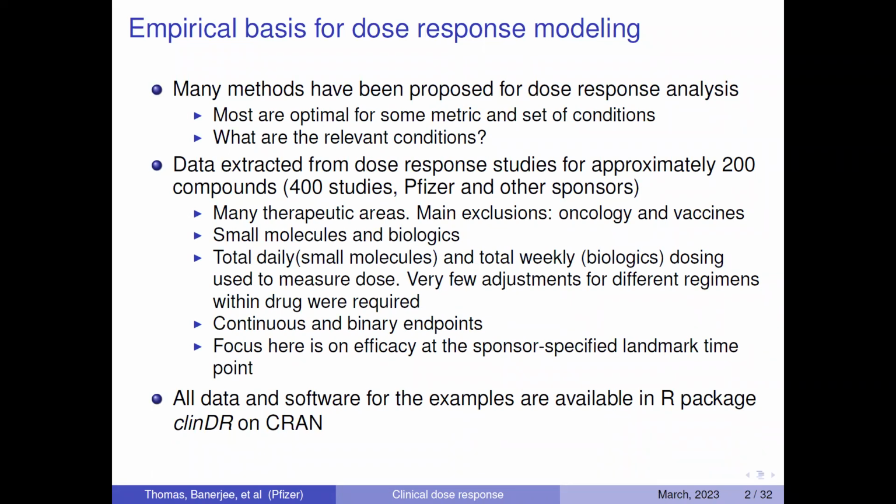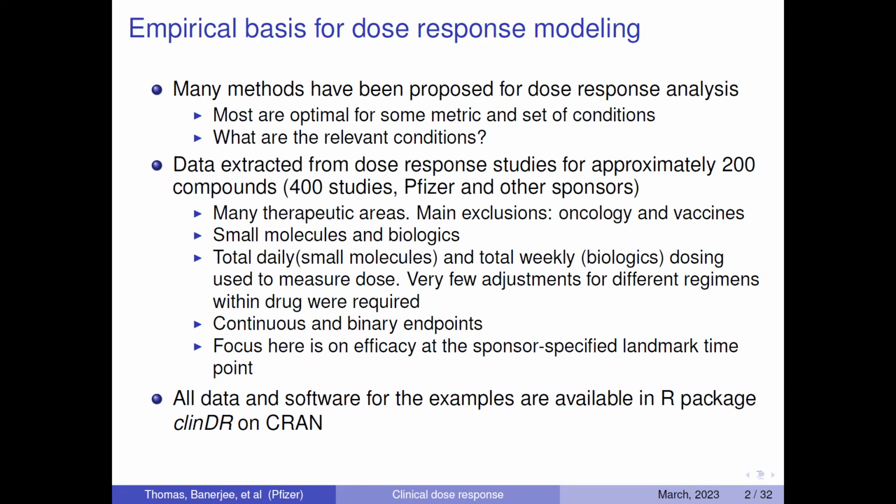Now, there are many therapeutic areas included here. The main exclusions were oncology and vaccines. Oncology in particular has different objectives, different designs and methods. So what we're going to be talking about today doesn't really directly apply there. We will cover both small molecules and biologics. And for dosing, we're going to be using total daily dose for small molecules, total weekly dose for biologics to measure dose. And there were very few adjustments required for that because of differing regimens. I'll come back to why that simple characterization of dose worked pretty well for us.